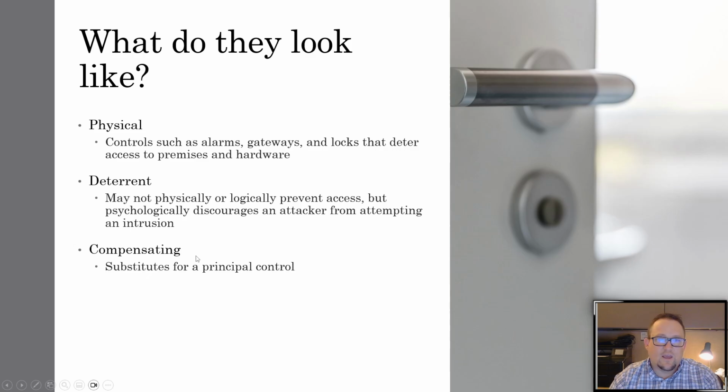So what do they look like? Physical are things like alarms, gateways, locks. Deterrents don't have to be physical, but they could be, like signs or anything. And then compensating is normally a substitute for a primary control. In other words, it's more than one.